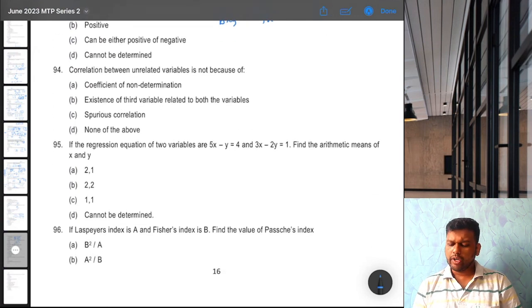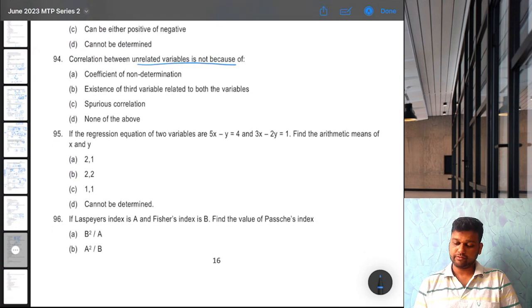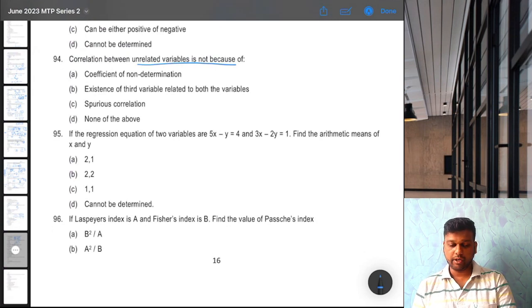Next, correlation between unrelated variables is not because of: coefficient of non-determination, existence of third variable related to both variables, spurious correlation, none of the above. Okay. Now read the question carefully.